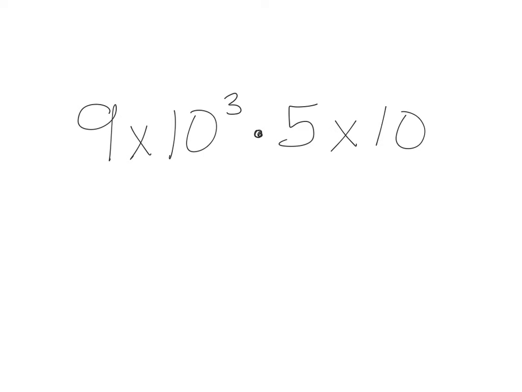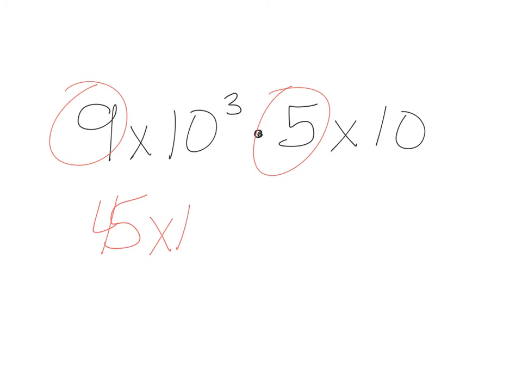So we would do 9 times 5, which is 45, times 10. My exponents are 3, and remember there's an invisible 1 right here. So 3 plus 1 is 4. But again, this is not written in correct scientific notation because I have 2 digits in front of the decimal point. So this would become 4.5 times 10 to the 5th power.